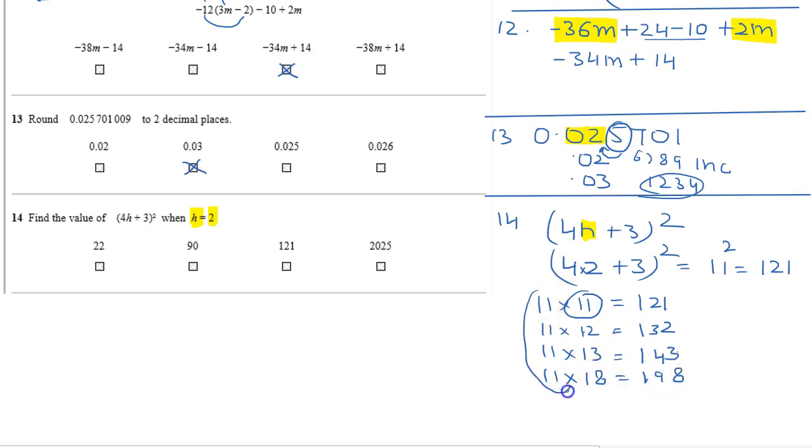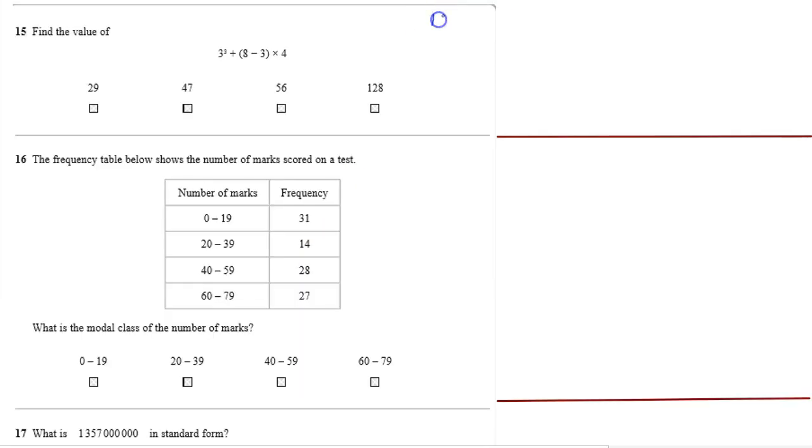When we multiply a number by 11, you just write, for example, you have to multiply 23 by 11. So that is 253. 3 plus 2 is 5. So now our answer is 121. Question number 15.